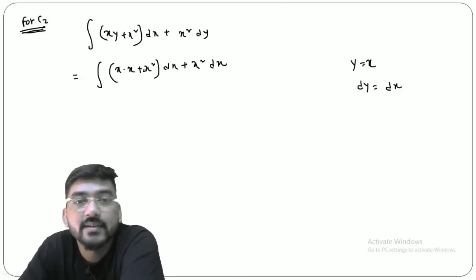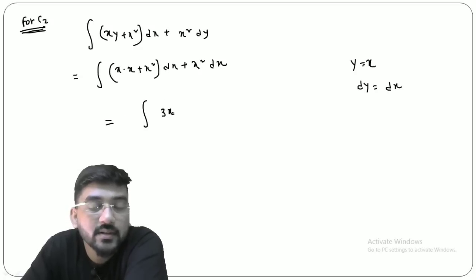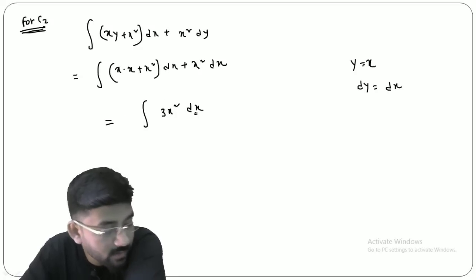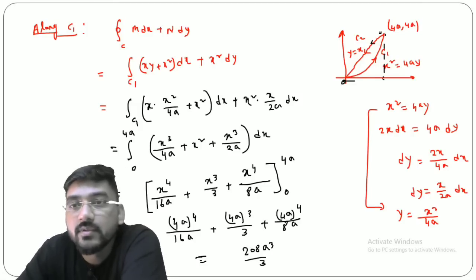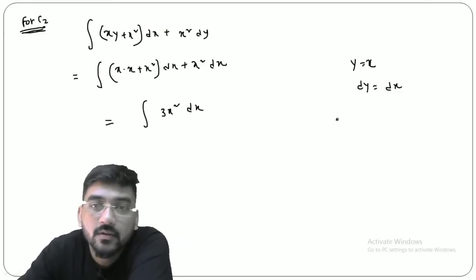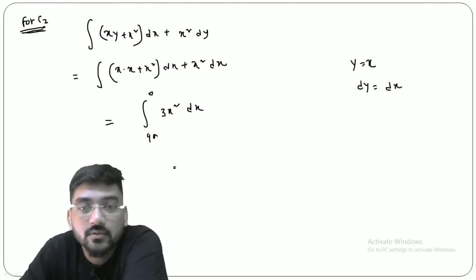So it will be x square plus x square, 2x square, plus x square, so it will be 3x square. So the integration of 3x square dx. And now what will the limit be? The limit will be 4a to 0. It will vary from 4a to 0.